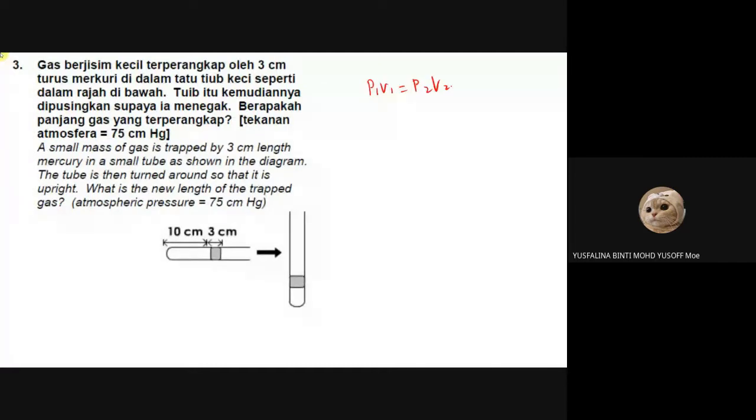So it says here a small mass of gas is trapped by 3 centimeter length of mercury in a small tube, as shown in the diagram. Then the tube is turned around so that it sits upright. Now it's asking you what is the new length of the trapped gas. So the atmospheric pressure is 75 cm Hg.